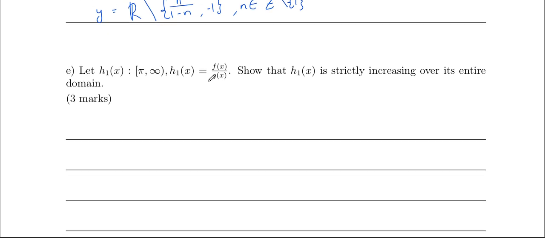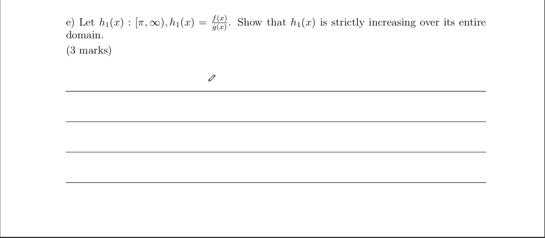But yeah, I'm pretty sure that's the answer. All right, so now h1 of x, same function, but just from pi to infinity. Show that h1 of x is strictly increasing. To show that something is strictly increasing, we have to show that if x1 is greater than x2, then h of x1 is greater than h of x2. That's the definition of strictly increasing.